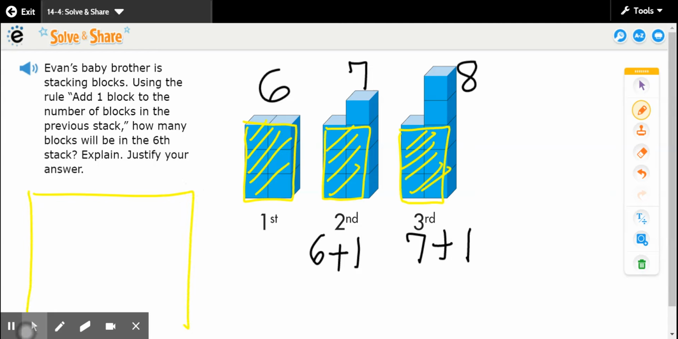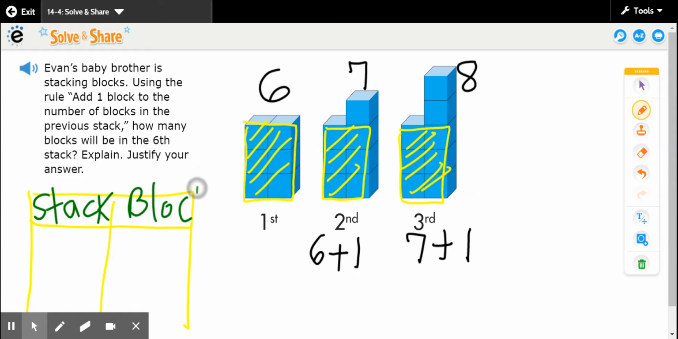A way that we can actually do this is we can use a chart to help us figure this out. One side is going to say stack, and one side is going to be the blocks. So the first stack is 6 blocks. The second stack is 7 blocks. The third stack is 8 blocks.